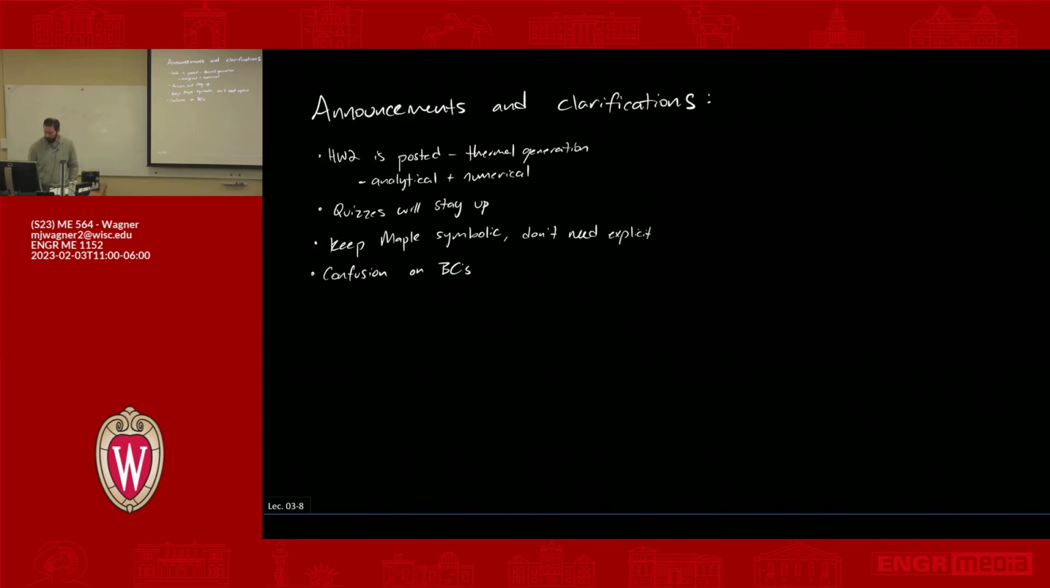The last thing was, I think we're still not quite clear on boundary conditions and how to enforce them. So I just wanted to recap quickly what it actually means when you're enforcing boundary conditions. Let's do a really quick example. Let's say you have some plane wall, and you're conducting in the x direction. And let's make up some boundary conditions.